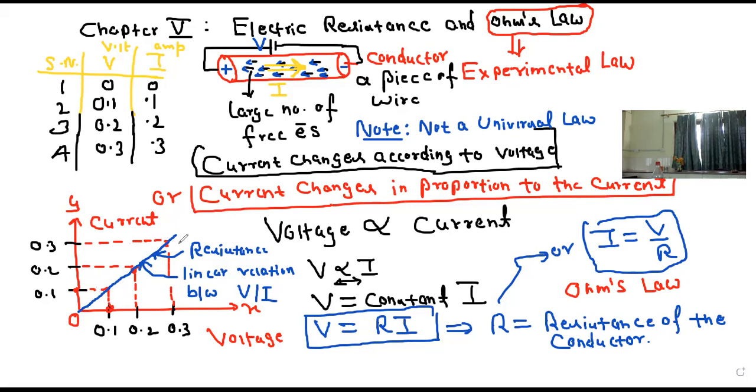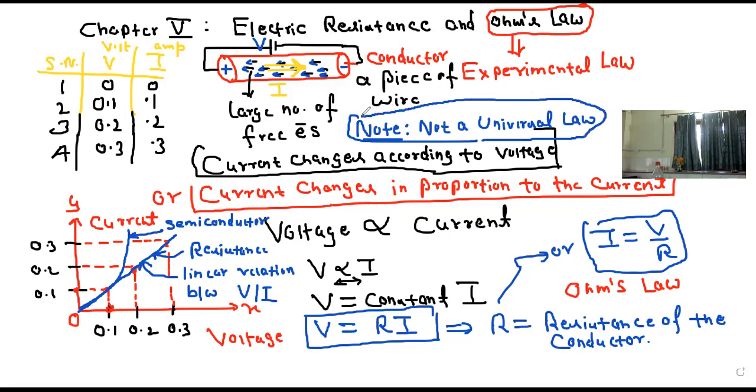In metals and conductors we got a linear relation, a straight line. But if we take other materials, if we take a semiconductor material and plot the graph, then we will get a non-linear curve. We will get a curve like this. So this is for semiconductor. So for different materials, the graphs between voltage and current are different. So Ohm's law is not a universal law. This is the main point to be noted. It's not a universal law.